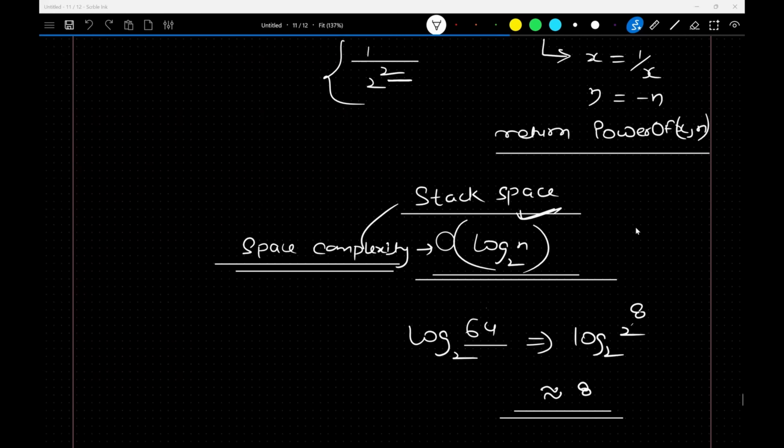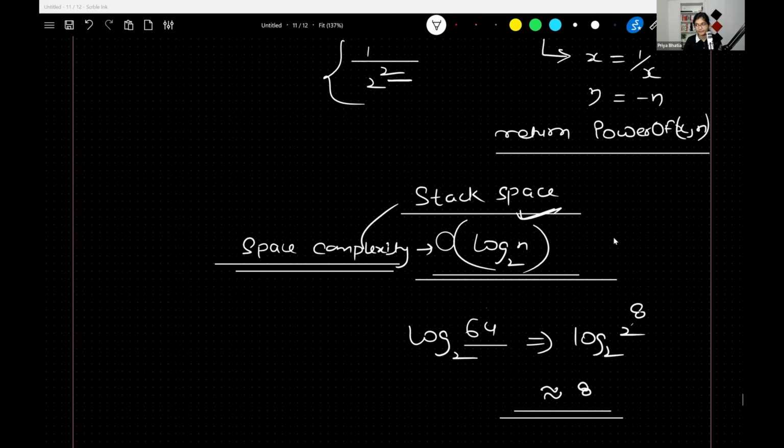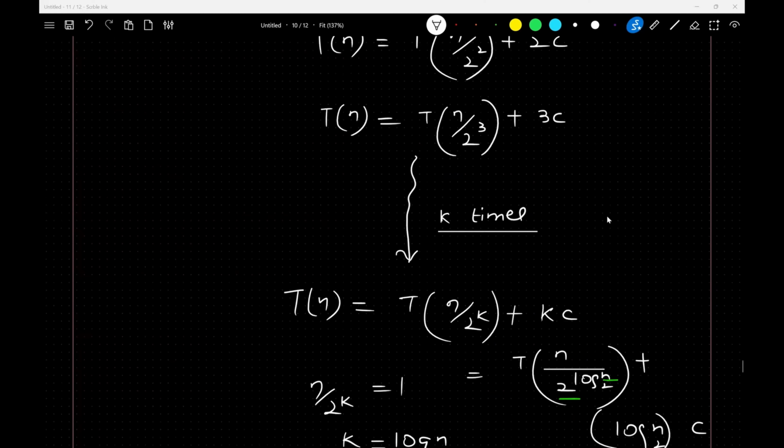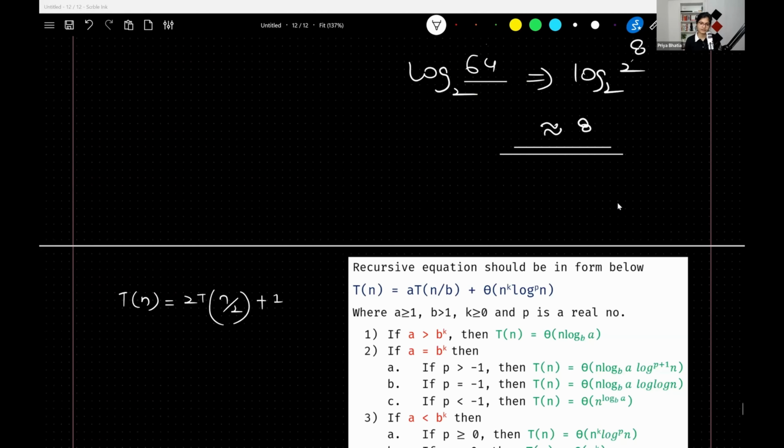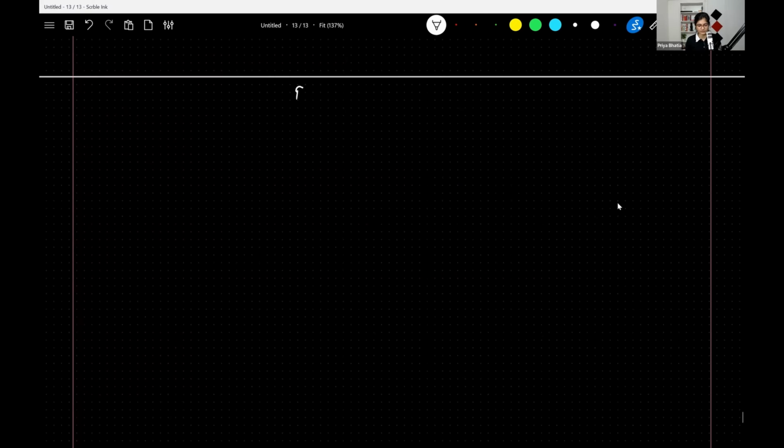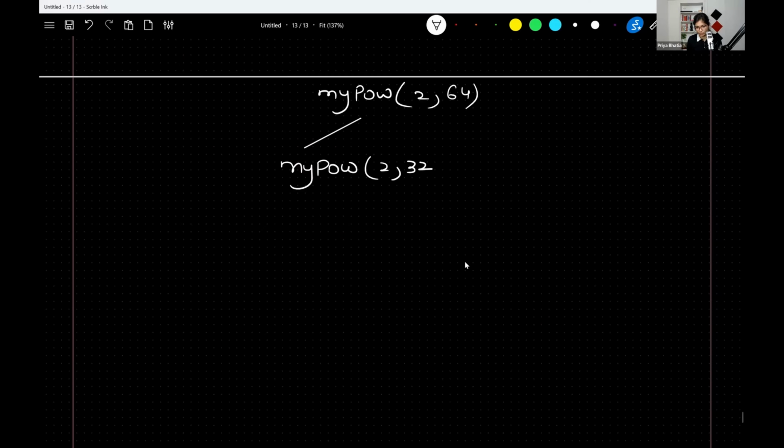Can you go over it once more? Okay. So basically, let's say we have a function named my power. Let's take the example that I explained to you guys, where x value is 2 and n value is suppose 64. What we are doing is splitting our data into two components. So the function call will happen my power 2, 32, right?